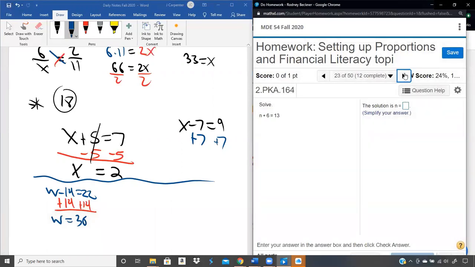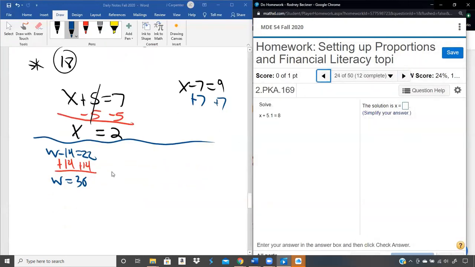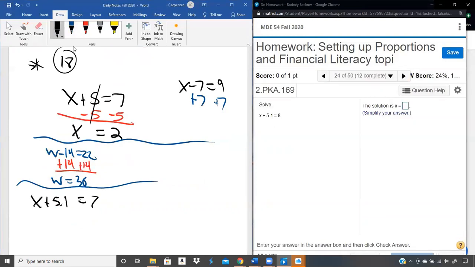More of those. Like I said, I'm trying to get as much done as I can in 30 minutes. Actually, this one's a little more challenging and it's a decimal, so let's mix it up. x plus 5.1 equals 8. Technically, it's not challenging since you're allowed calculators, in my opinion, but I'm going to do it by hand. So that says plus 5.1. So we subtract 5.1 on both sides.